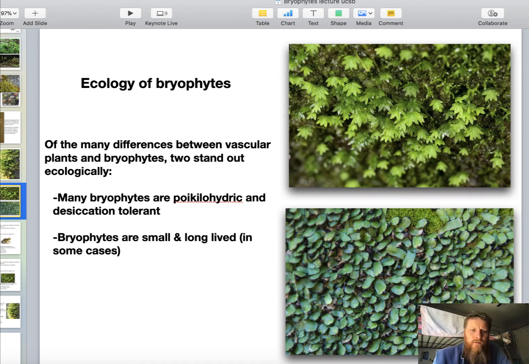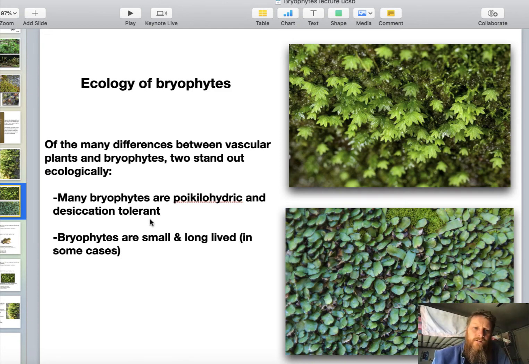So then I want to end with a couple notes on the ecology of bryophytes. Out of all the differences, and there are many differences between the so-called vascular plants and the bryophytes, 2 of them stand out particularly. One is that most bryophytes are what's called poikilohydric and desiccation tolerant. I'll define those on the next couple of slides.